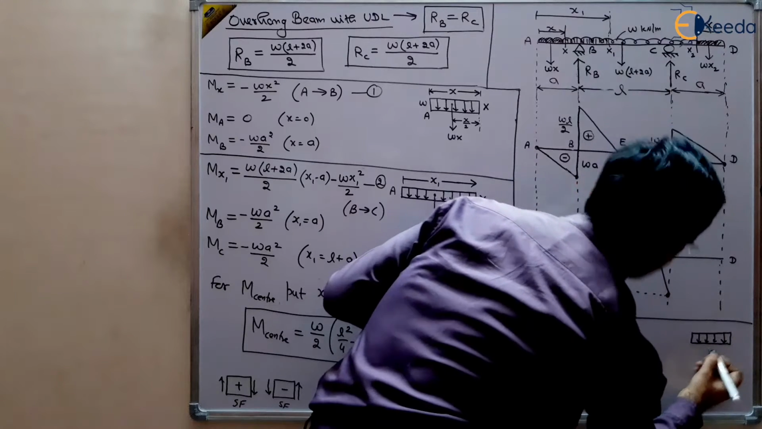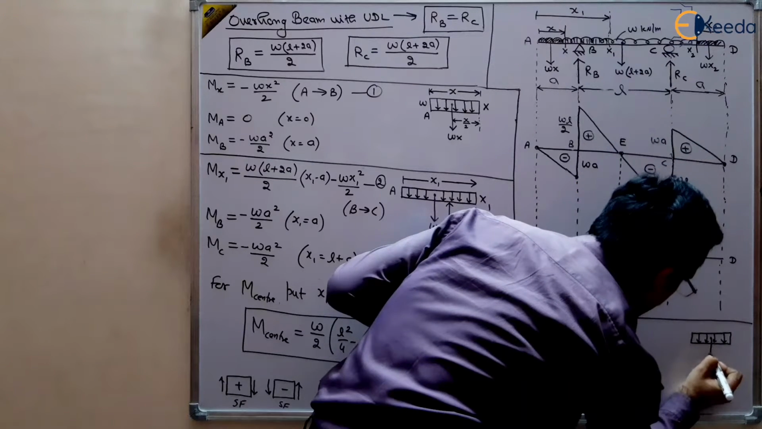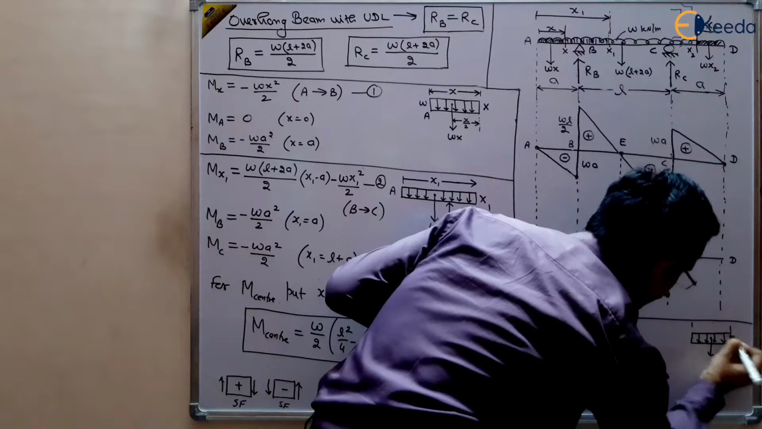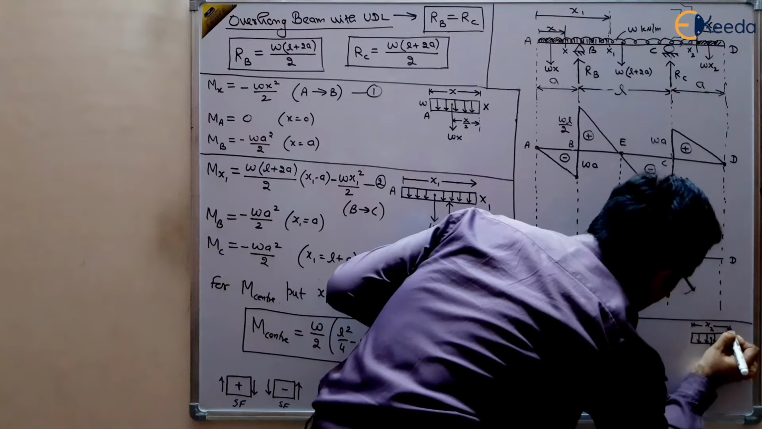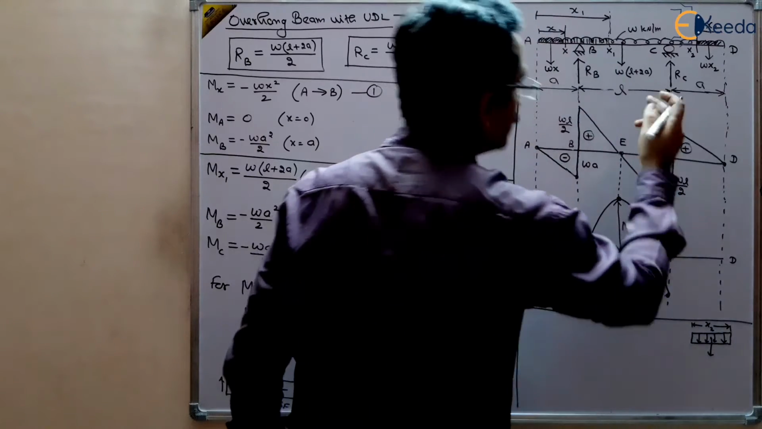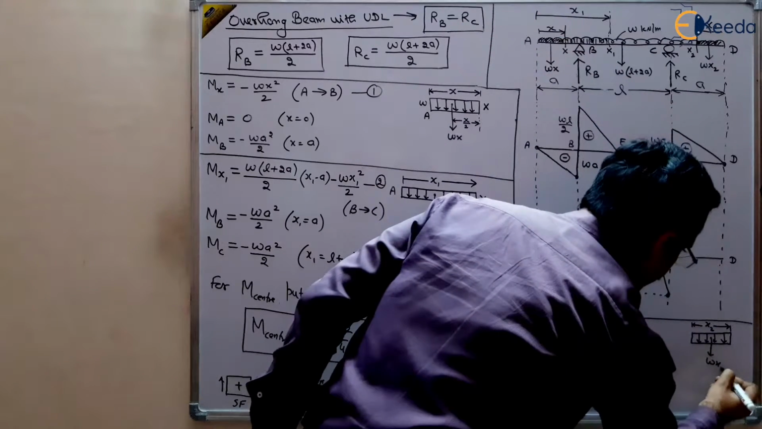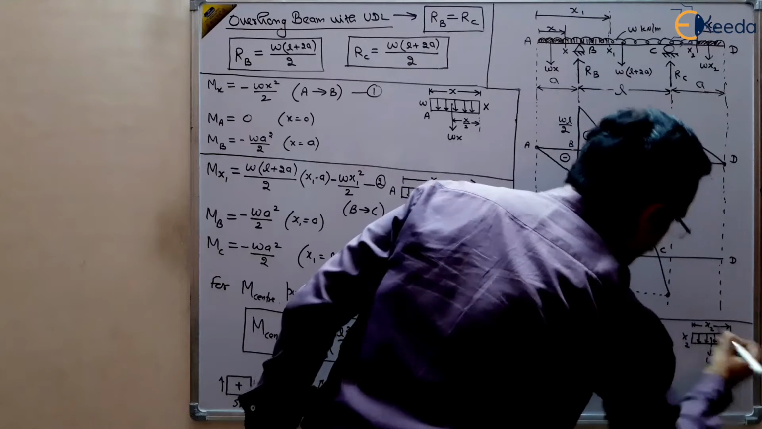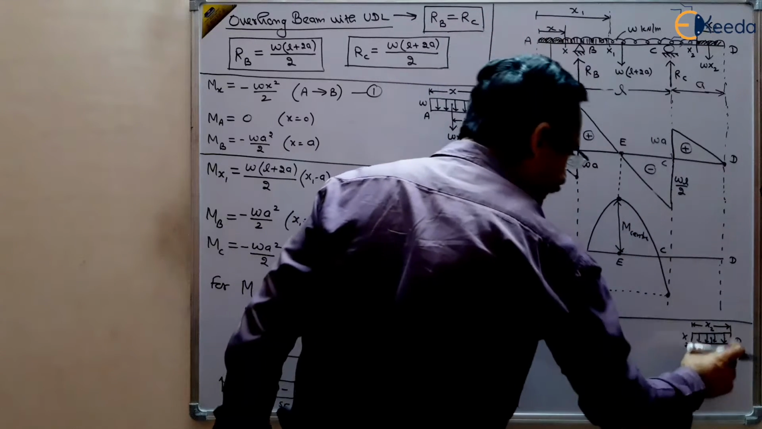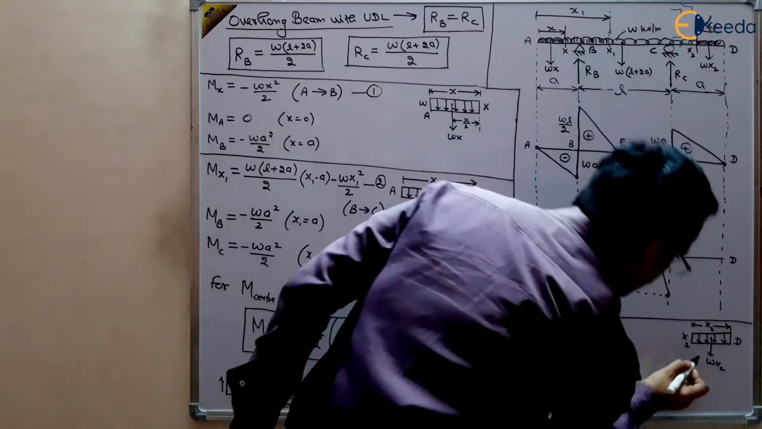at center. This distance is x2, and the weight is w x2, and this is our cross section x2, and this is D point, right? And we have to take the moment of this w x2, and what will be this distance?